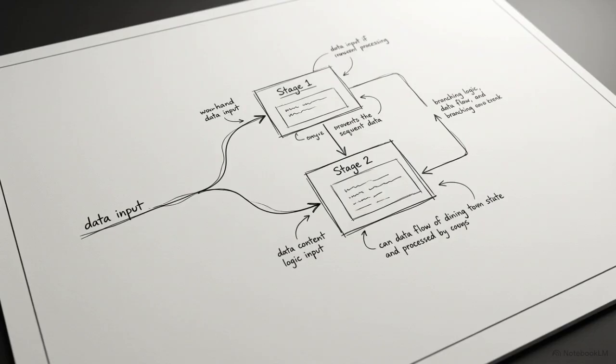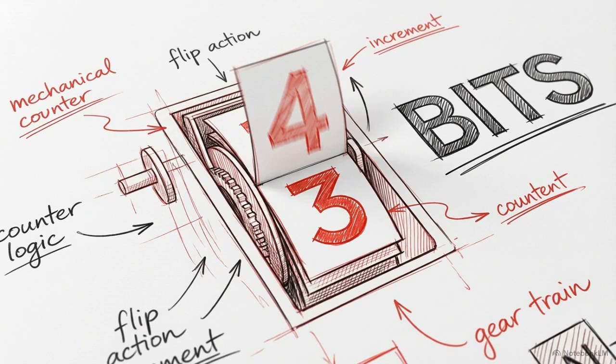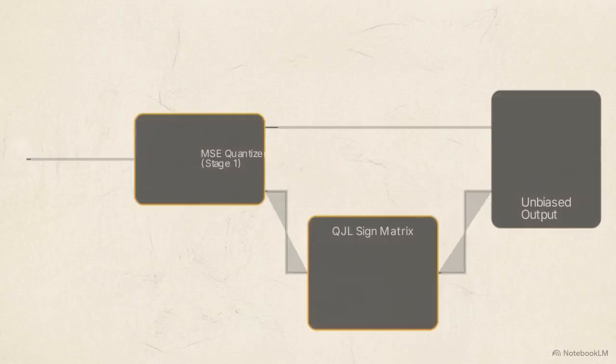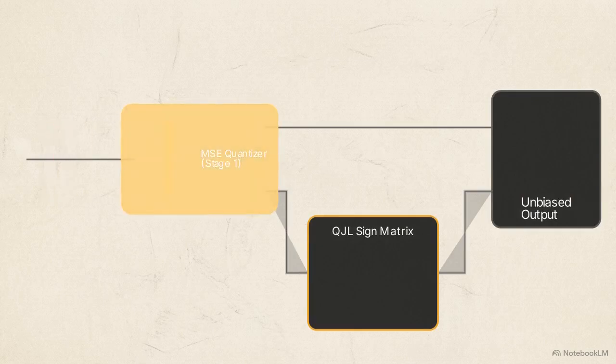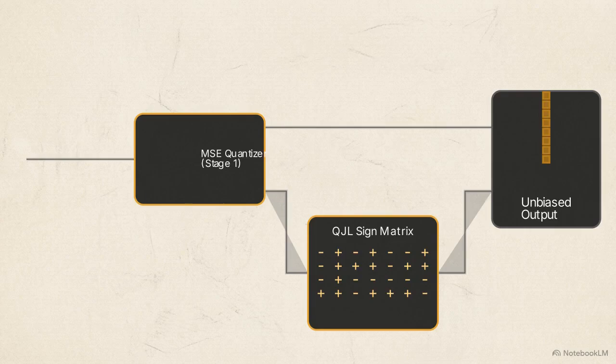To correct this, the algorithm employs a 2-stage architecture designated as Turboquant prod. The first step requires the system to intentionally run the MSE quantizer at exactly 1 bit lower than the overall target bit budget. Running 1 bit short leaves a mathematically precise, unquantized byproduct. The flowchart shows the original vector passing through the MSE quantizer and splitting off this remaining data as the residual error vector. The second stage applies the quantized Johnson-Lindenstrauss, or QJL, transform directly to that residual error vector.